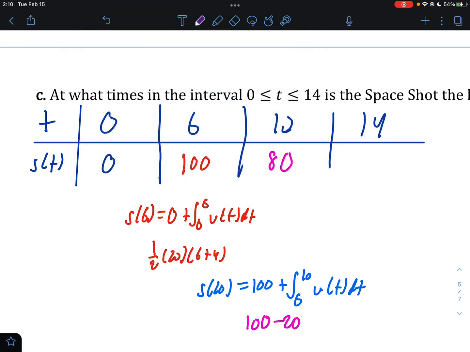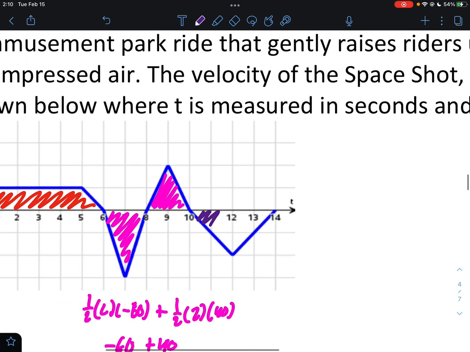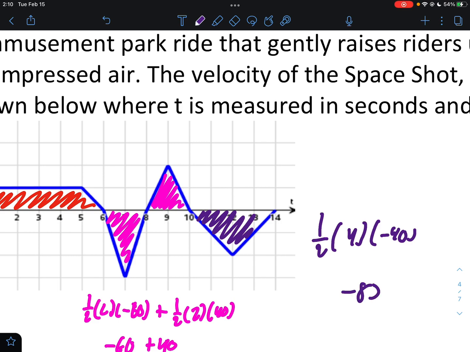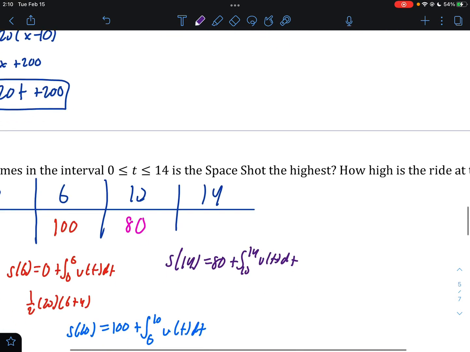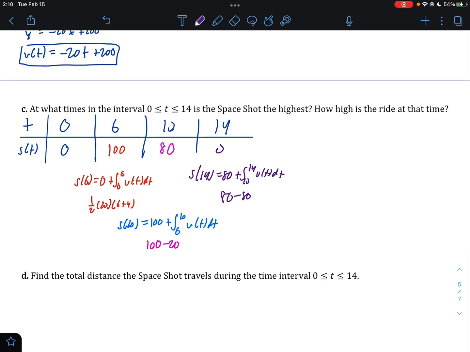And then for our last one, s of 14 equals 80 plus the integral from 10 to 14 of v of t dt. Let's go back to our graph one more time. That's going to be 1/2 times 4 times negative 40, which is 2 times negative 40, or negative 80. And then 80 minus 80 would be 0, which makes sense. At the end, the ride should return back to the ground. So what's the highest point? It'd be 100 at 6 seconds.